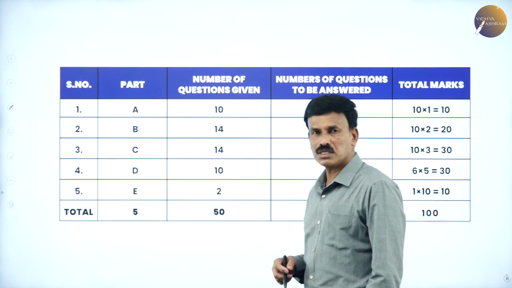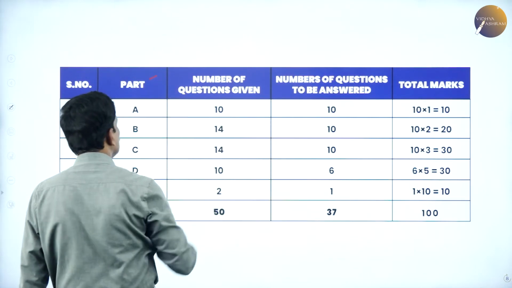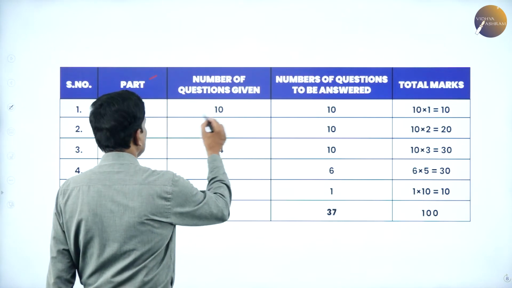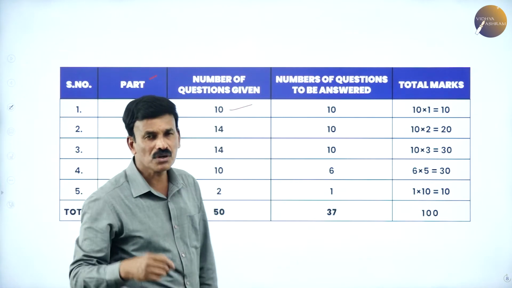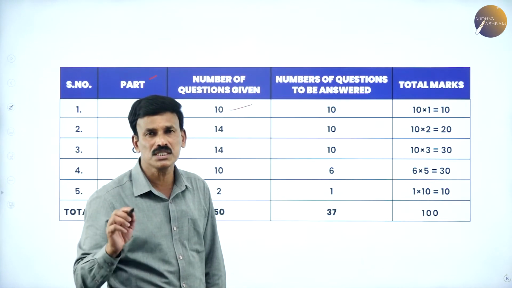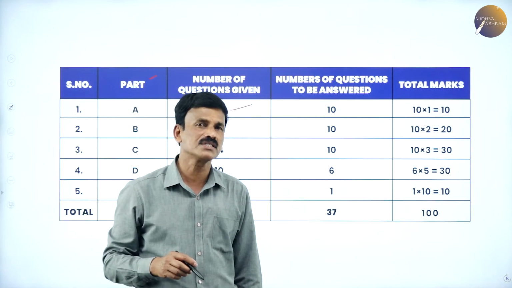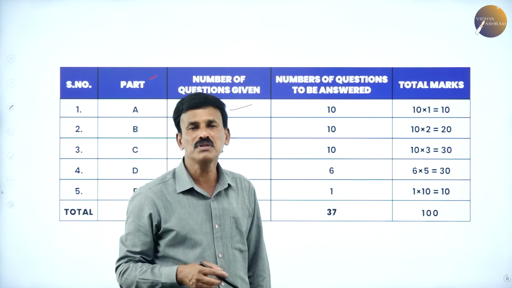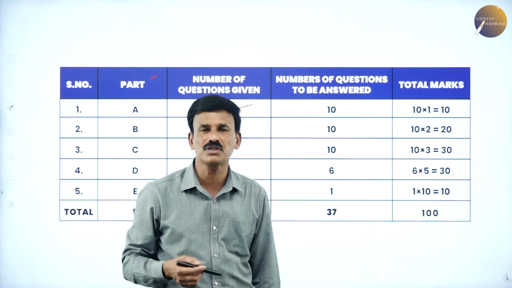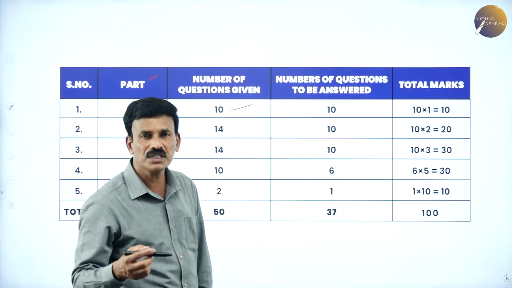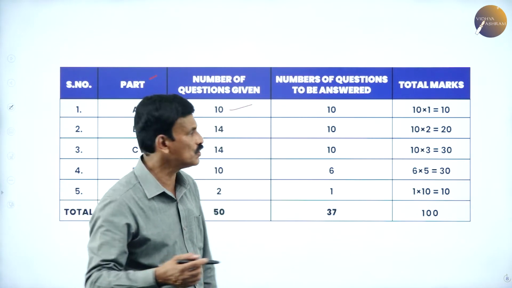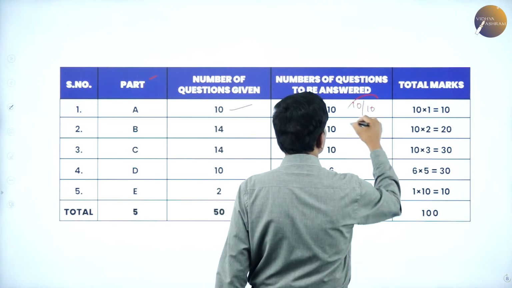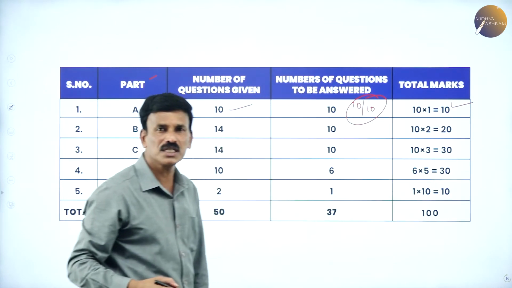Now let us come to the detail. In part A, the number of questions given and the number of questions we are going to answer: 10 questions are given, so you are going to answer all the 10 questions. That means there is no choice in part A. In order to get 100 out of 100 marks, you should be confident in answering all the very short answer questions. So in 1 mark questions there is no choice, and you have to answer all 10 questions out of 10. So for 1 mark, 1 into 10 is 10.